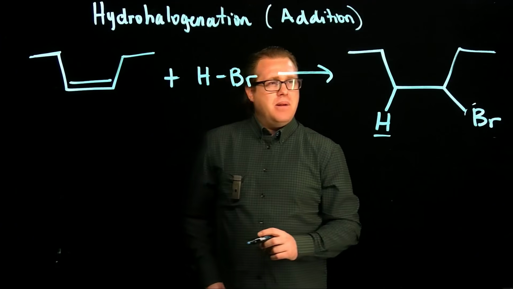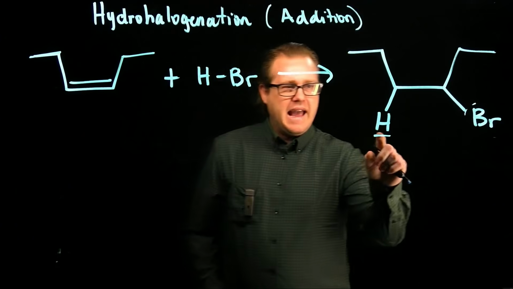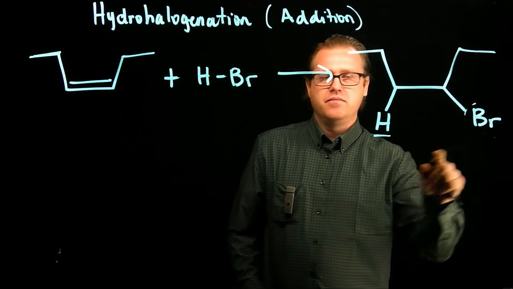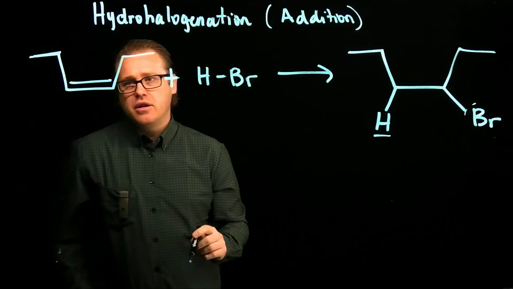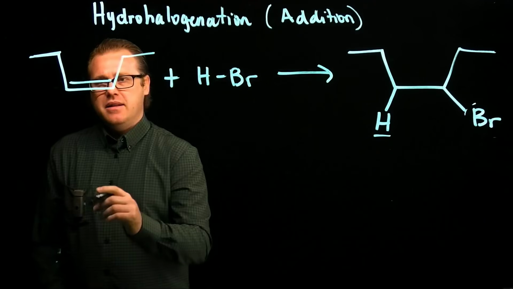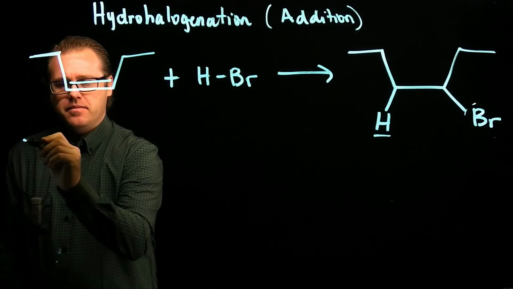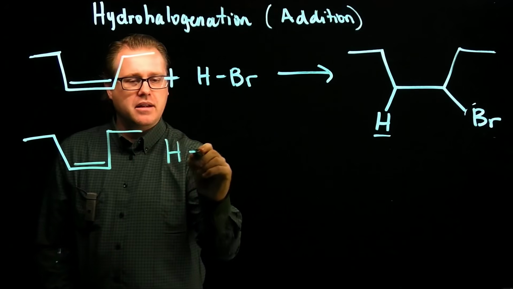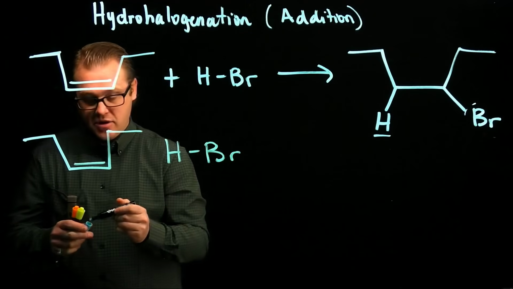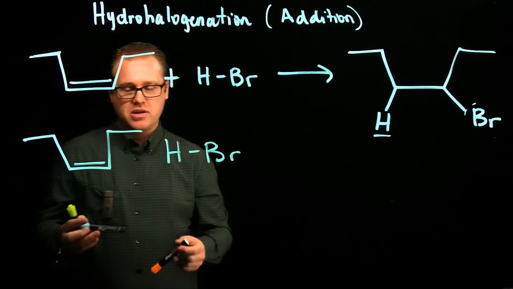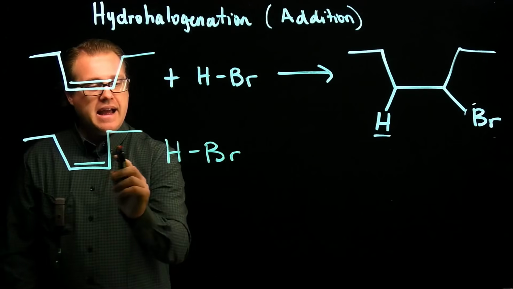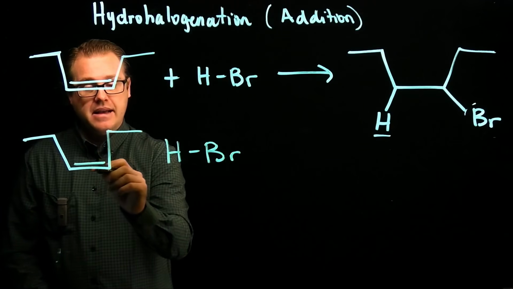Now this begs the question, why did I add the hydrogen there and not there? If we take a look at the mechanism, let's see what happens here. Remember that the alkene is electron rich, right? So it can act as a base or a nucleophile. But since we're adding an acid here, we're going to treat that as the electrophile as a base.